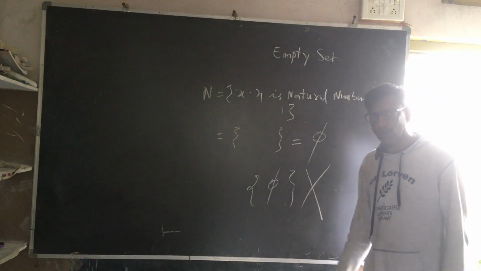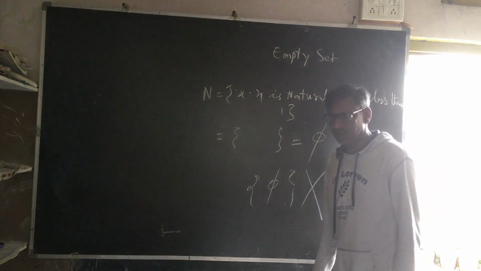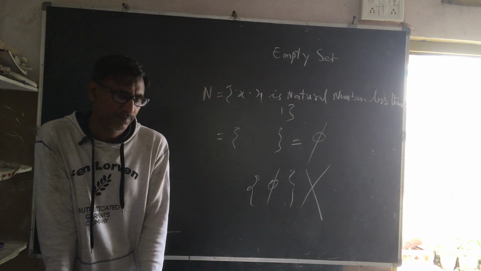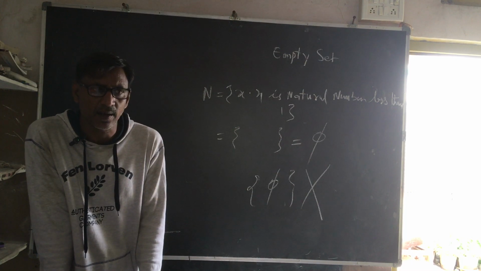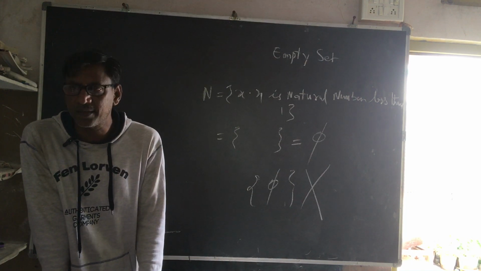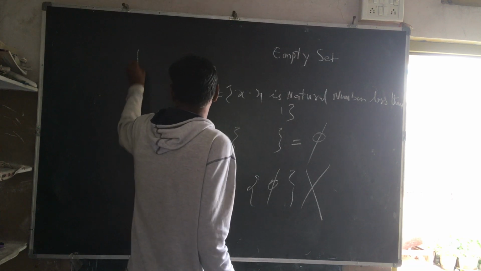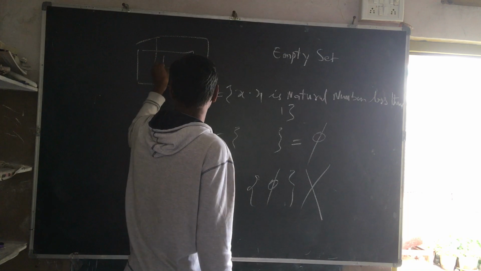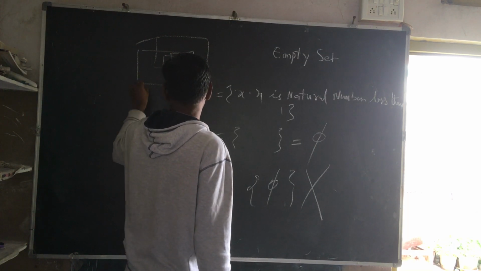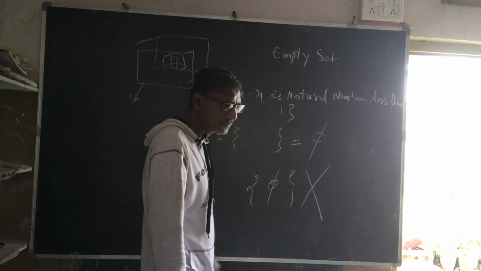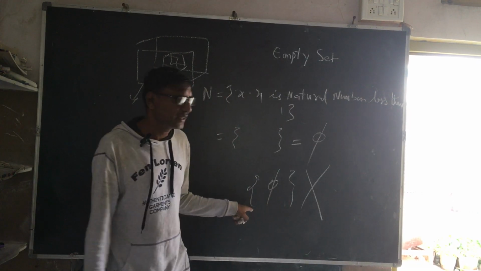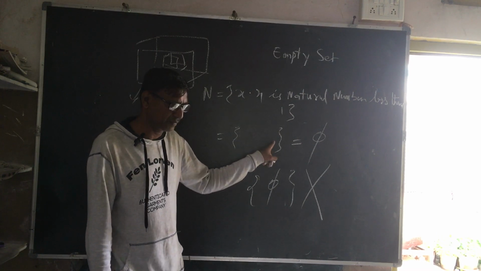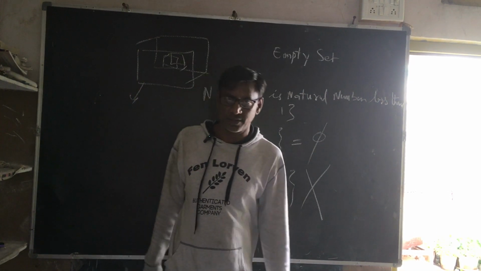A set that contains one more set is just like an empty box containing a small empty box. Then is it empty or non-empty? That is non-empty. Suppose this is my box and it contains one more small box like this. Now, is this empty or non-empty? Non-empty. If you write like this, it is again a non-empty set. This is not an empty set. This is my empty set. Keep in mind that is the difference.